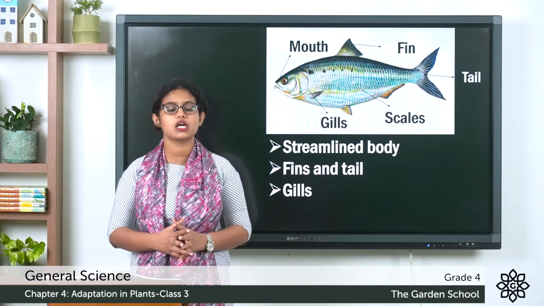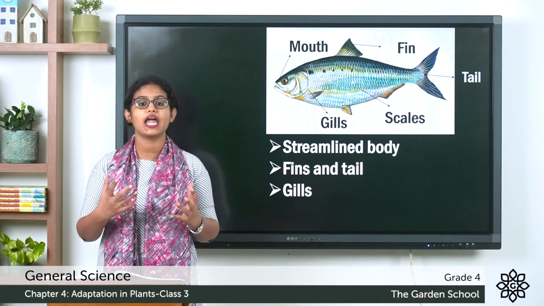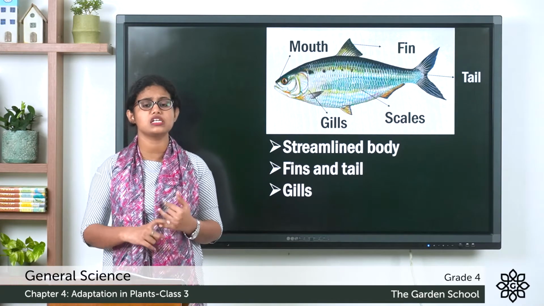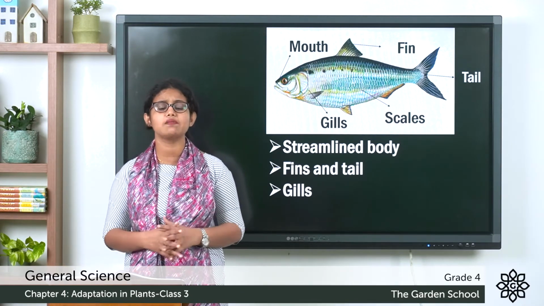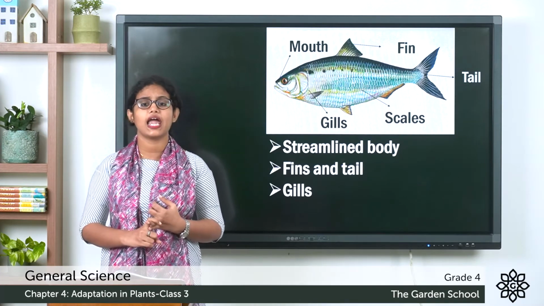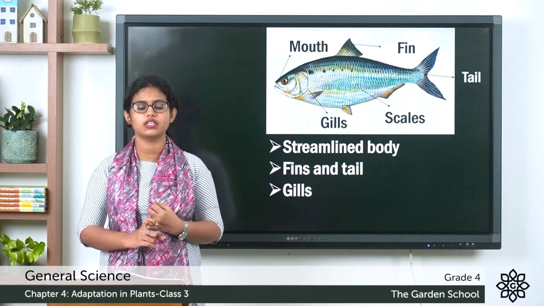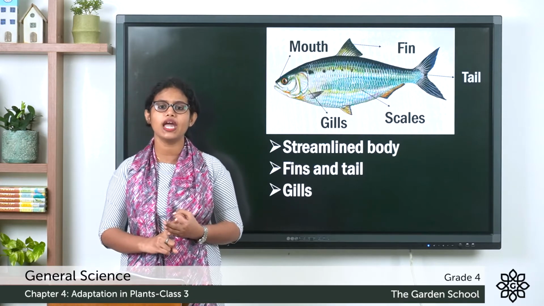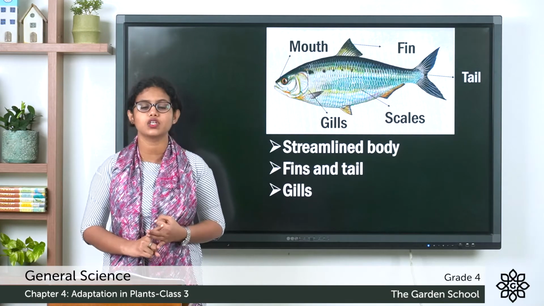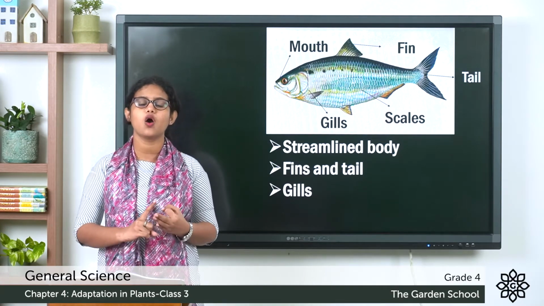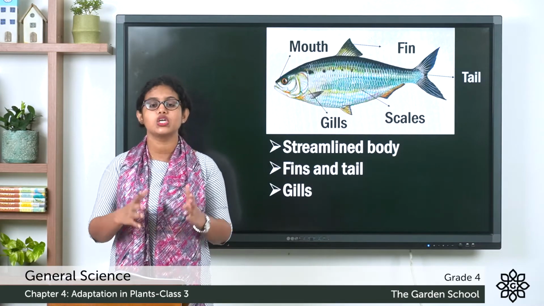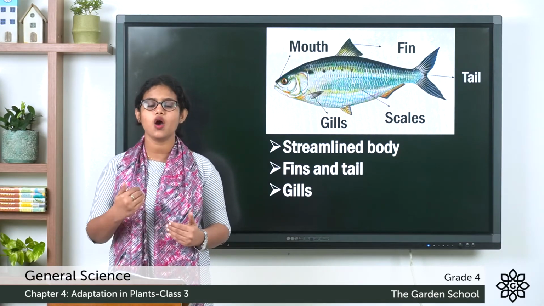So these are some of the features of fish that help them to survive in water. What are they? The first one is the streamlined body that helps them to move in water. Then they have the fins and tail that help them to swim in water. Then how do they breathe? They breathe through their gills, and their gills are filled with blood. They breathe oxygen that is dissolved in water. So these are the body features that help a fish to live in water.